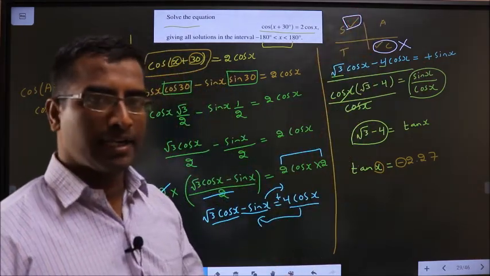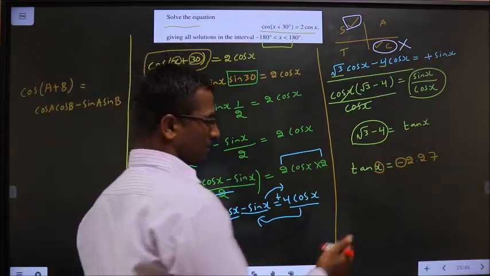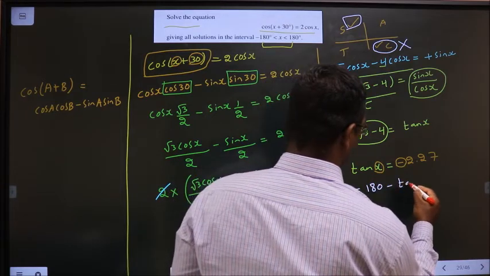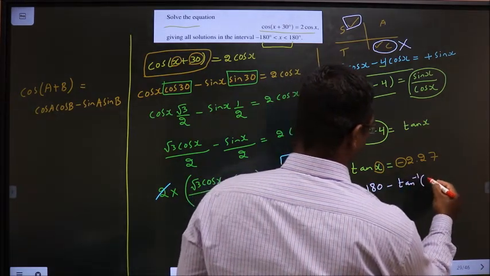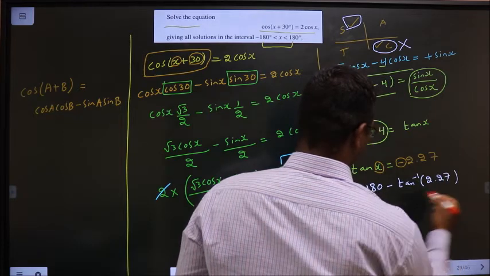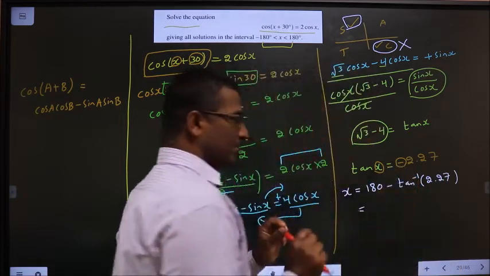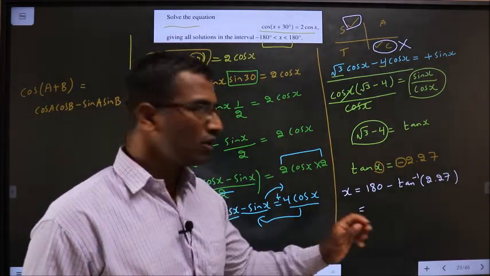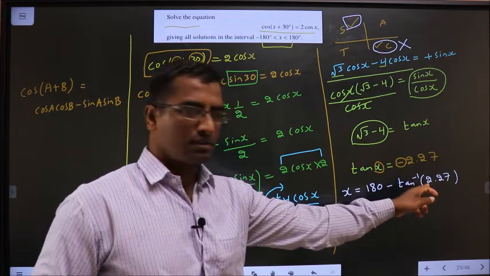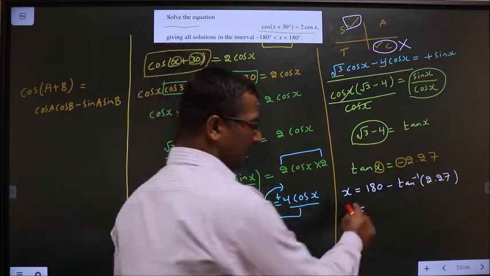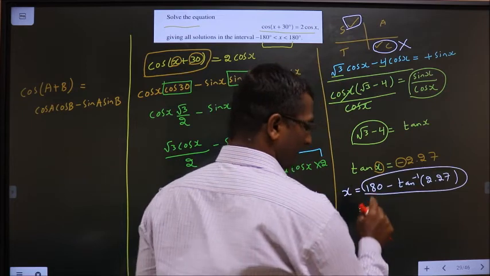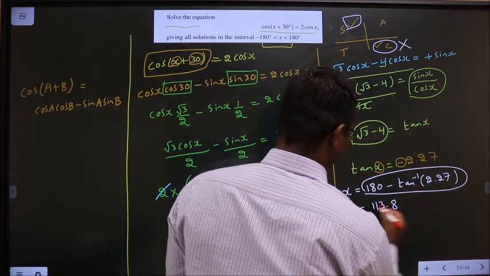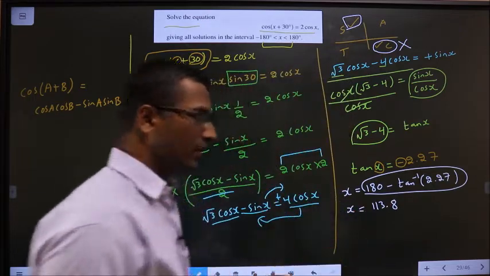Okay, so now how do I get an angle in the second quadrant? Means x equal to 180 minus tan inverse 2.27. The negative helps only to select the quadrant. Once the quadrants are selected, don't make use of negative again over here. Clear? So now if you put this entire thing in the calculator, you get the answer to be 113.8. Clear so far? No doubts, right?